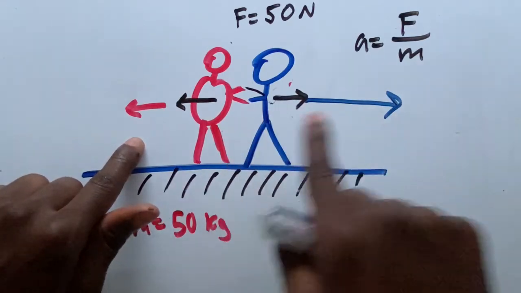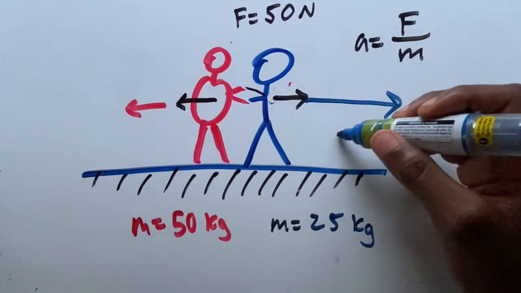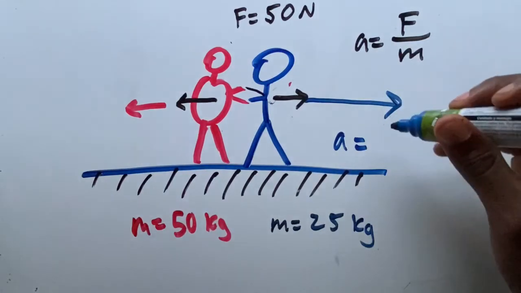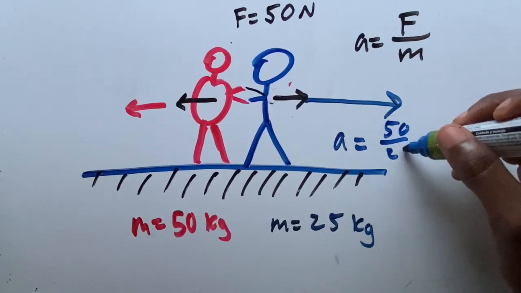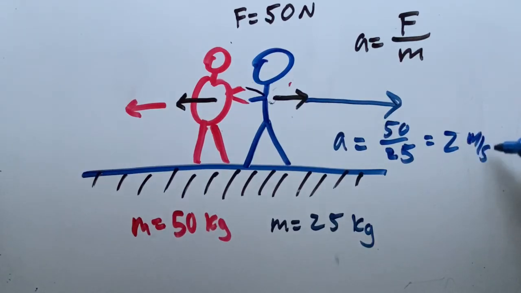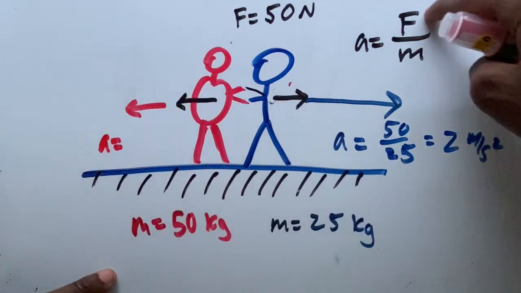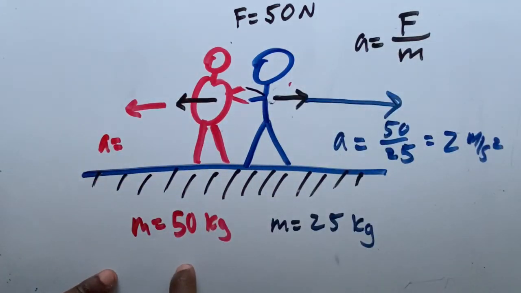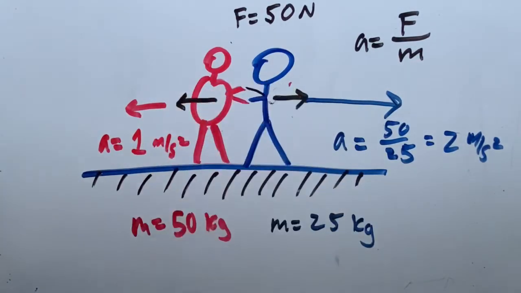So now let's solve for the acceleration for both of those. So for this guy in the blue, his acceleration is going to be the force of 50 divided by his mass of 25. So 50 over 25. Well, his acceleration is going to be 2 meters per second squared. Boom. And so for this heavier guy, his acceleration is going to be what? 50 divided by 50. So that's just going to be 1 meter per second squared.